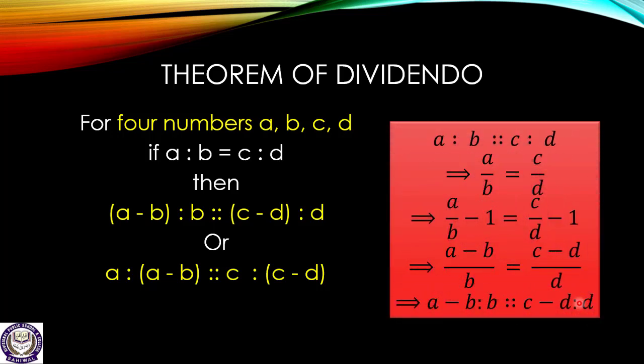This can also be proved. We can write A ratio B as A over B and C ratio D as C over D. Subtracting 1 on both sides, we get A minus B over B is equal to C minus D over D, which can be written in proportion as A minus B ratio B is proportional to C minus D ratio D.